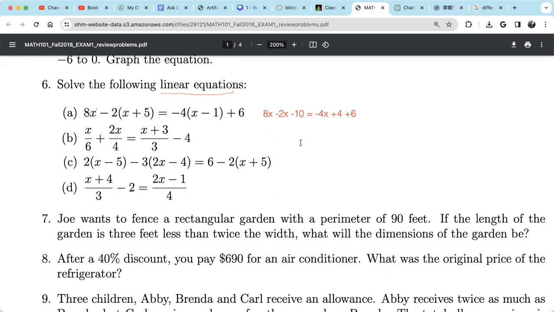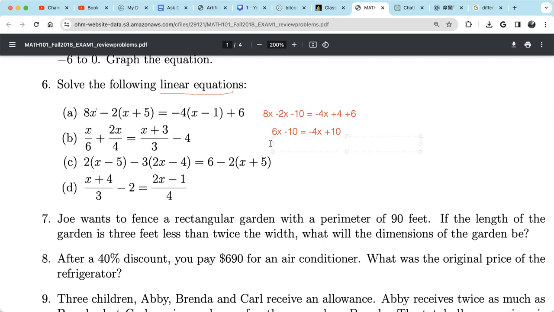Then I combine like terms on the same side. 4x minus 2x is 2x. Then -10 equals -4x plus 4 plus 6, which is plus 10, right? Now I want to combine like terms from different sides. How do I do that? I have to move things around.